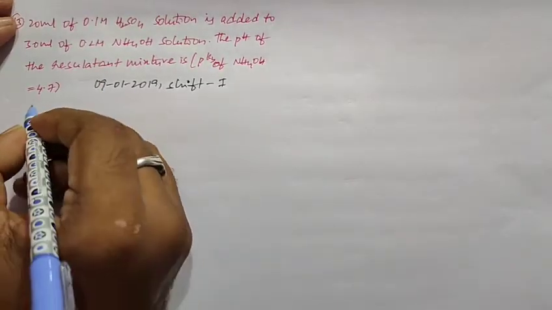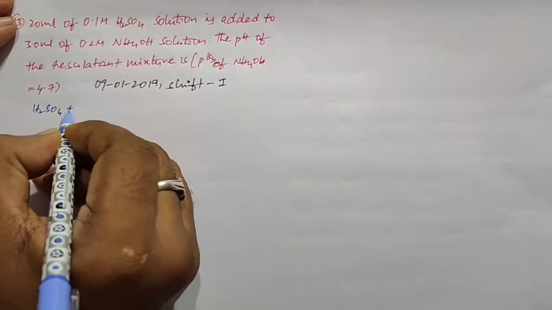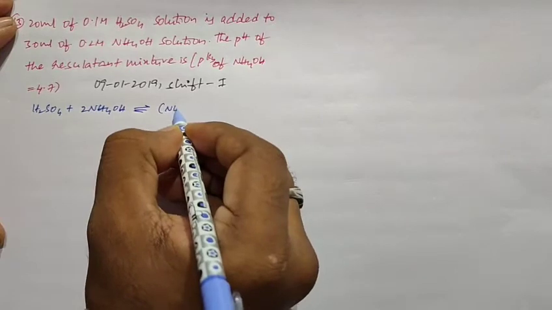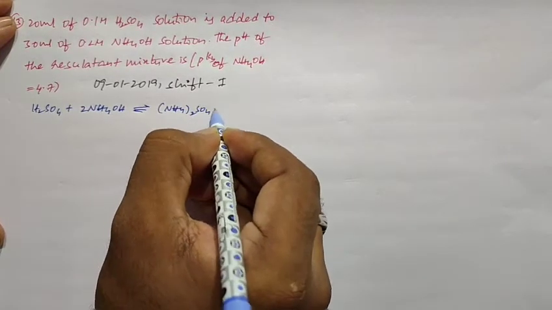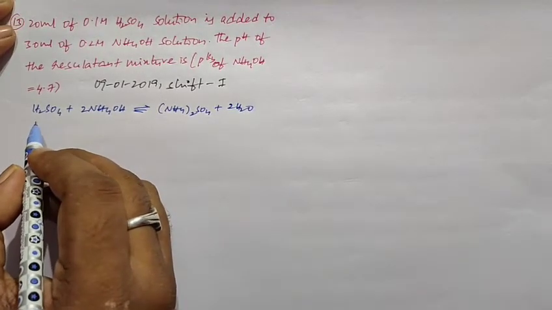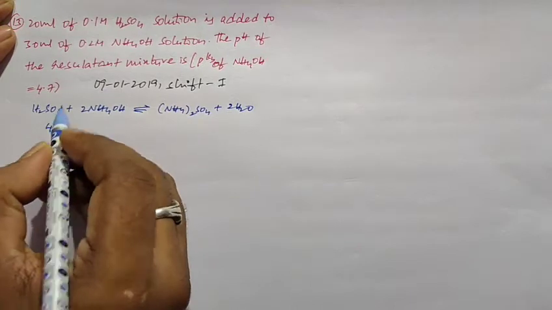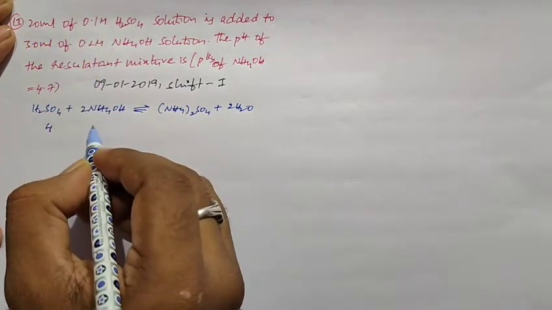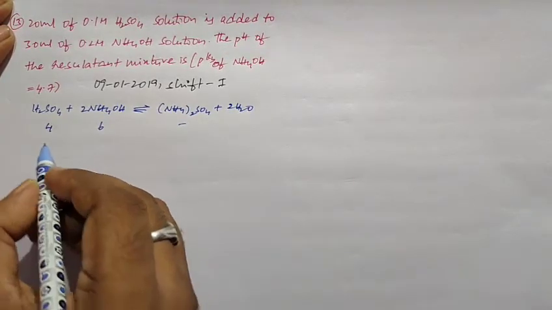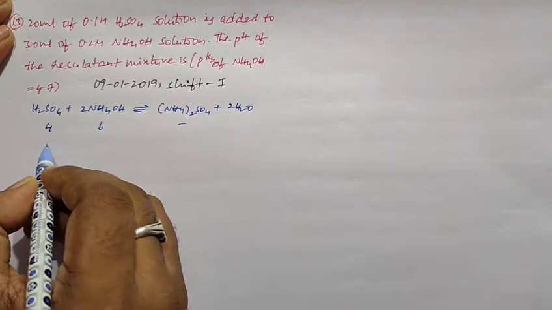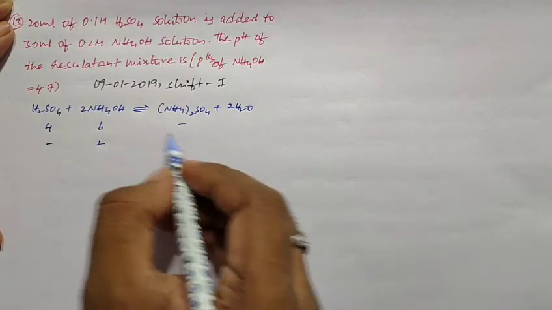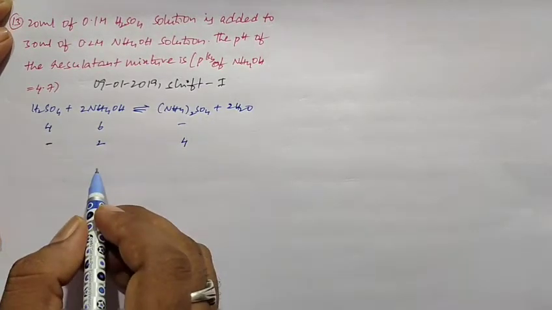If you take the combination of H2SO4 plus ammonium hydroxide, you get ammonium sulfate and water. When you find the number of millimoles of H2SO4, we get 4 millimoles based on the given information. Similarly for ammonium hydroxide we get 6 millimoles. Here H2SO4 acts as the limiting reagent, so it is completely consumed. We are left with 2 millimoles of ammonium hydroxide, and we get 4 millimoles of ammonium sulfate.